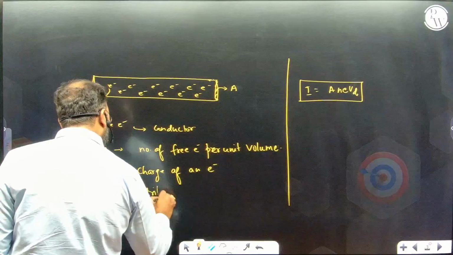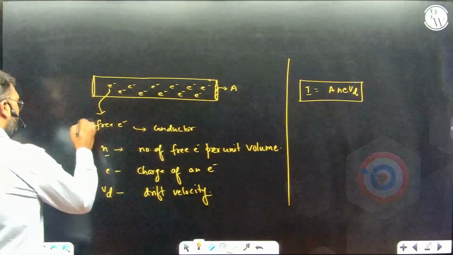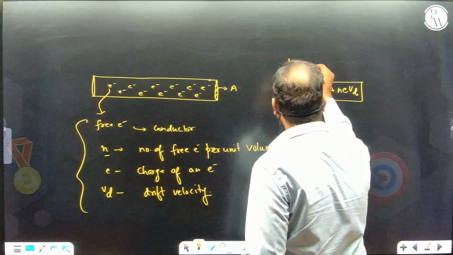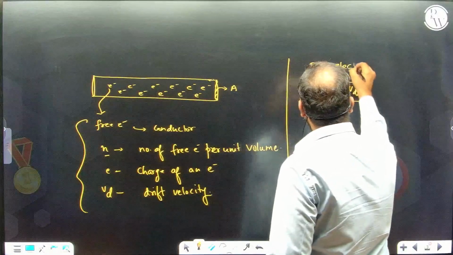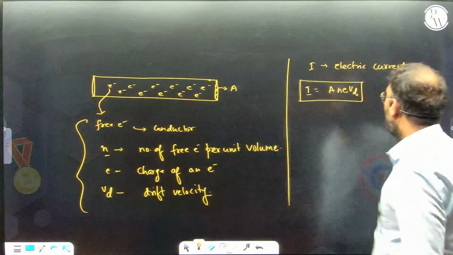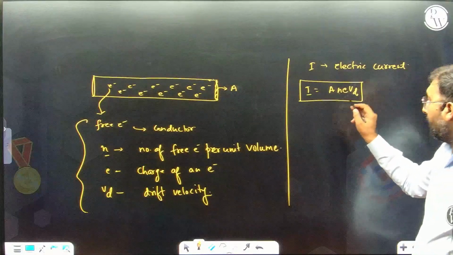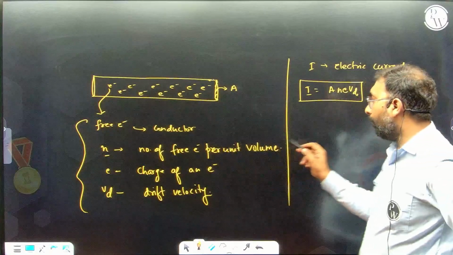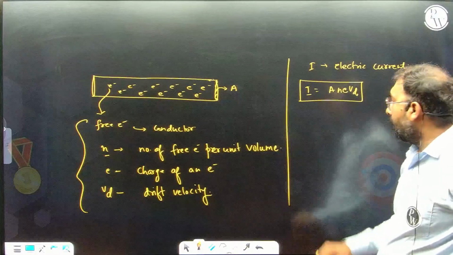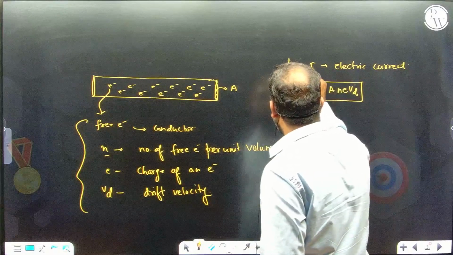So these are the parameters. I is current, I is electric current. So you have to remember this formula, that I is your electric current, A is area of cross section, small n is number of electrons per unit volume, e is the charge of an electron, and Vd is drift velocity. Using this formula, a lot of questions have been asked, so you are going to remember this equation.